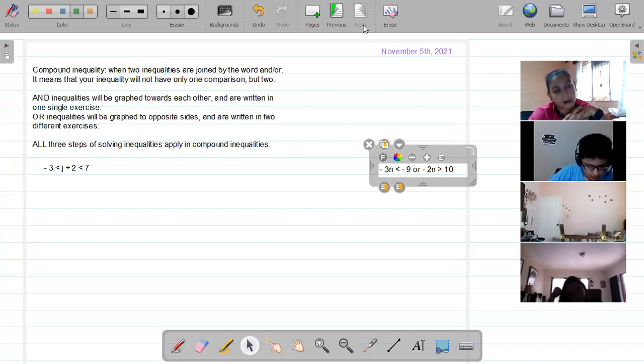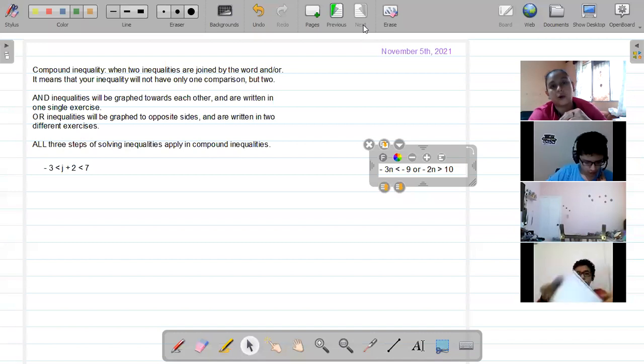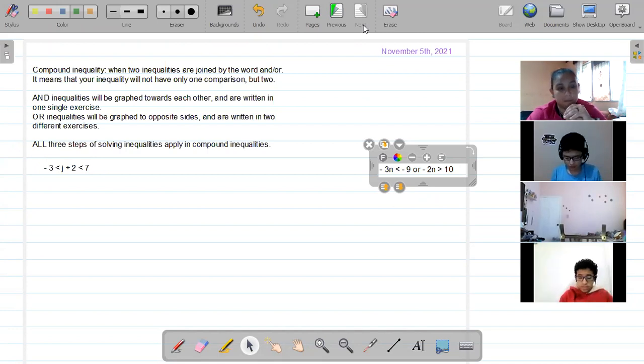The second type of compound inequality is the or inequality, which is graphed in opposite sides, okay? They go apart, and they're written in two different exercises. The particularity is in the and inequality, you will have two inequality symbols in one same exercise, and the or inequalities will have the word or, okay? It will always have the word or, and that's how you're gonna know, and it's gonna have two different inequalities separate. All the three steps or the three rules of solving inequalities apply when we're solving compound inequalities as well.